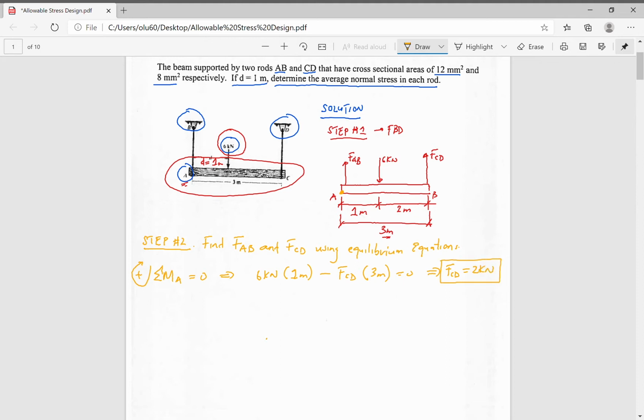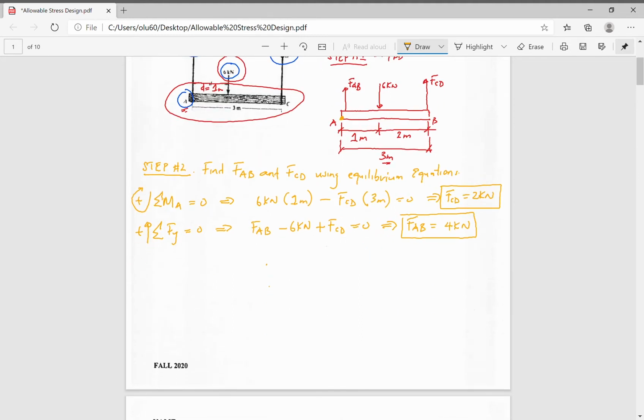Then I can sum the forces in the y direction. I'm taking upward to be positive. Then I have positive FAB minus 6 kilonewtons plus force CD equals 0. And I solve for force AB. I'm going to get 4 kilonewtons. Once I've found my forces, that brings us to step 3.